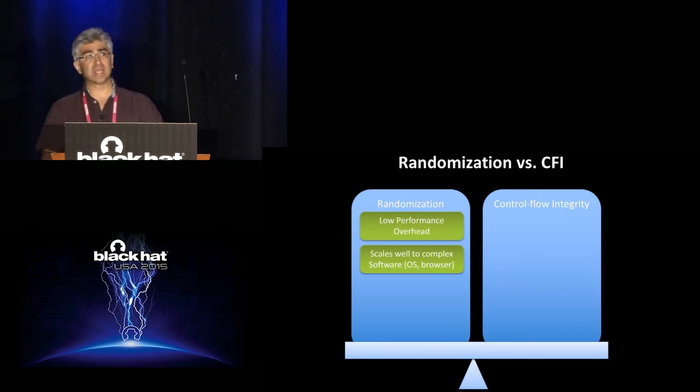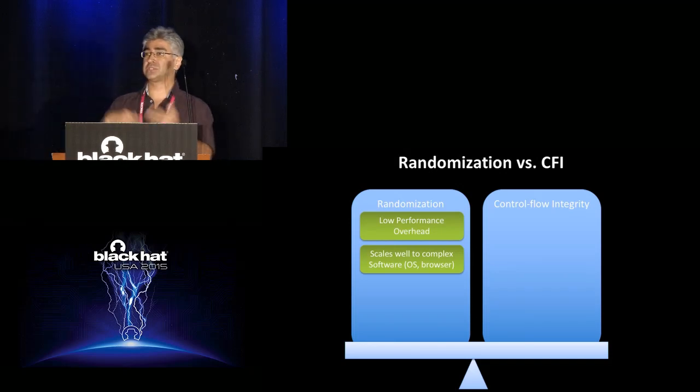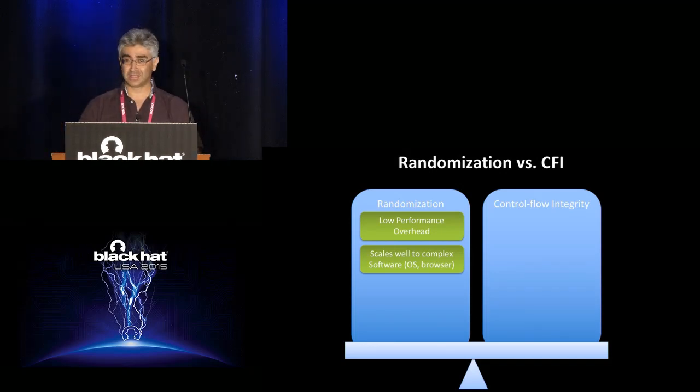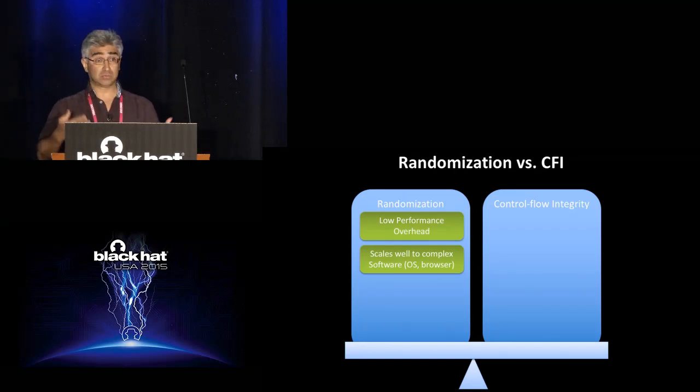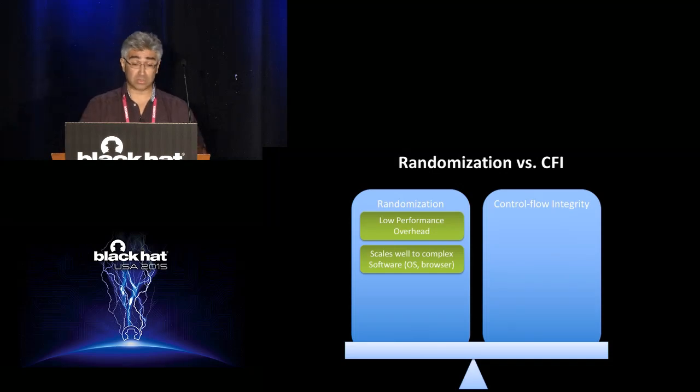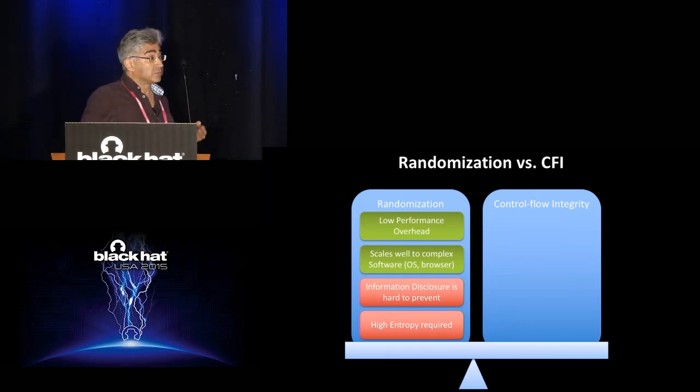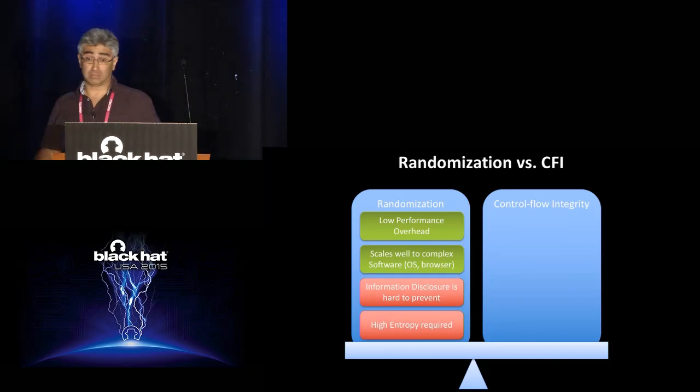So randomization has low performance overhead because you just randomize, permute something in your memory. It scales because you can use it for more complex software like a browser or operating system. However, if you have information disclosure or you have low entropy randomization, then you can break it.